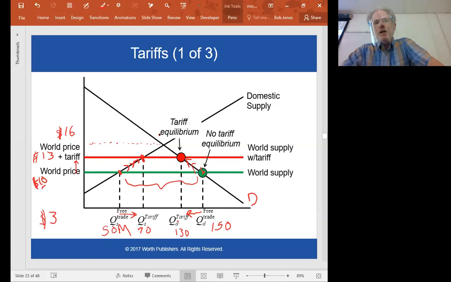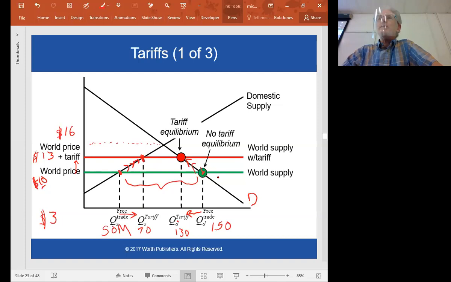Now, how should we evaluate the tariff? The intention of the tariff is to protect and help American producers, and it certainly does that. American producers are going to get a higher price, and they're now going to be able to sell more. And the higher the tariff, the more they get to charge, and the higher quantity they will be willing and able to produce and sell. Okay? So American producers in this market are going to benefit.